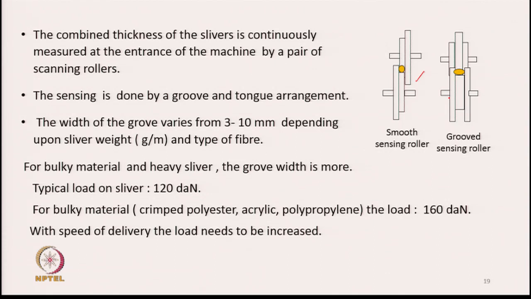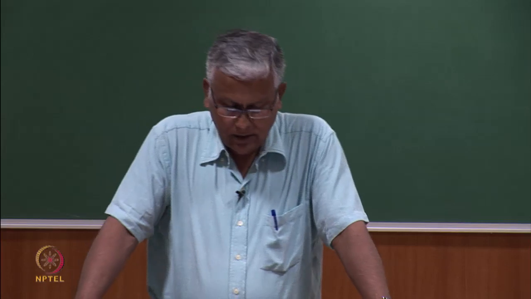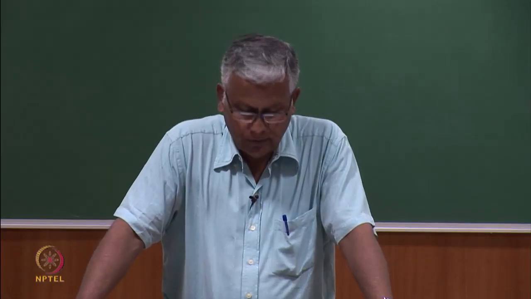The sensing is done by this groove and tongue arrangement. The scanning rollers are designed like this, so that the sliver is compressed between 2 discs. The width of the groove varies from 3 to 10 millimeter depending upon the sliver weight and the type of fiber that we are going to process. That means the groove roller that we see here needs to be changed depending upon the hank of the sliver or the type of fiber that we are going to process.